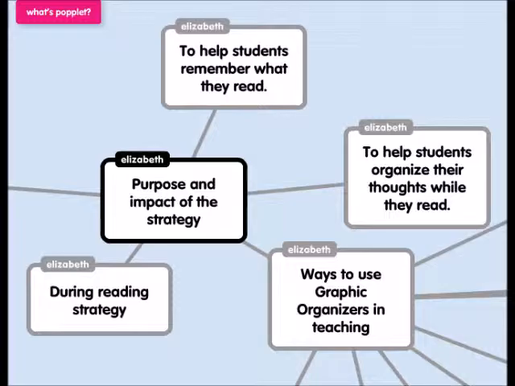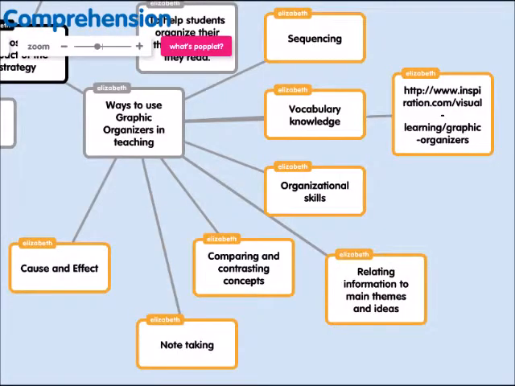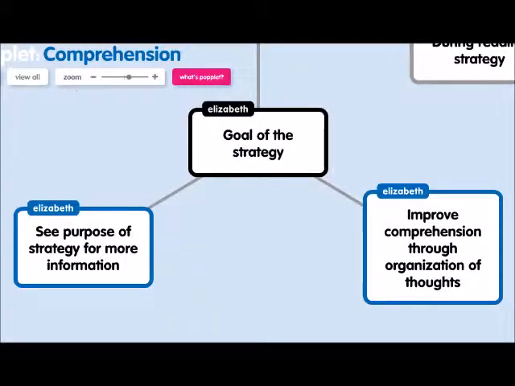Here are the ways that graphic organizers can be used in teaching. Graphic organizers can be used to teach sequencing, vocabulary knowledge, organizational skills, relating information to main themes and ideas, comparing and contrasting concepts, note-taking, and cause and effect. The goal of graphic organizers is to improve comprehension through organization of thought.